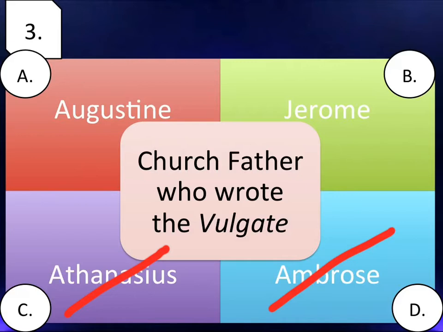Nor was it him. Nor was it Augustine. Augustine had a brilliant mind, and two very important books that Augustine wrote were The City of God and The Confessions. Yes, I would know both of those for the test. But the guy who actually translated the whole Bible into Latin, which made the church's official translation, was Jerome.